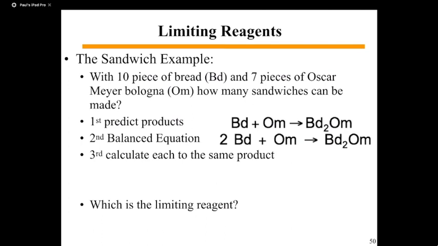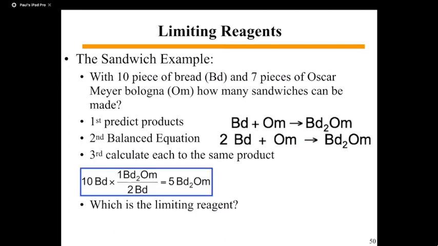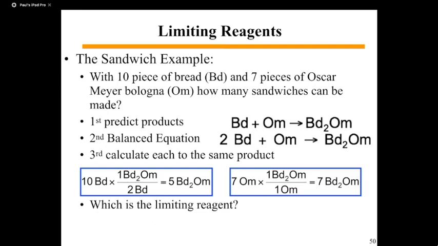Okay. Now, here's the deal. I have 2 starting points. I have 10 pieces of bread, and I have 7 pieces of bologna. You know which one's going to limit the reaction. Mathematically, I can calculate that. 10 pieces of bread, every 2 pieces will make 1 sandwich. I can make 5 sandwiches. 7 bolognas. If I take 1 piece of bologna for every 1 sandwich, I can make 7 sandwiches. Which reagent is running out first?